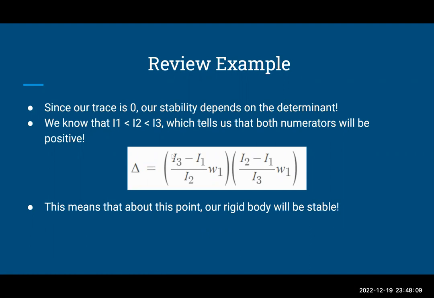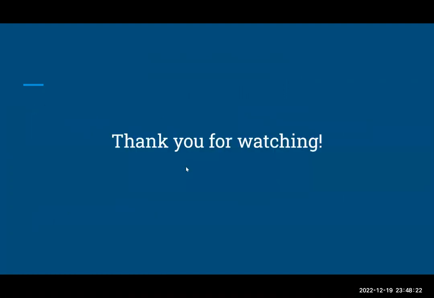So with the determinant being this, we know that it will be positive, and since our trace is 0, we satisfy the condition that the trace is 0 and our determinant is positive, making the rigid body at this point stable. And that is all.